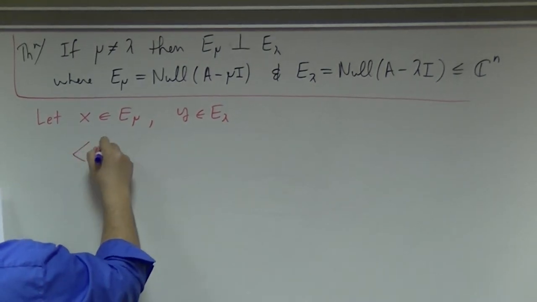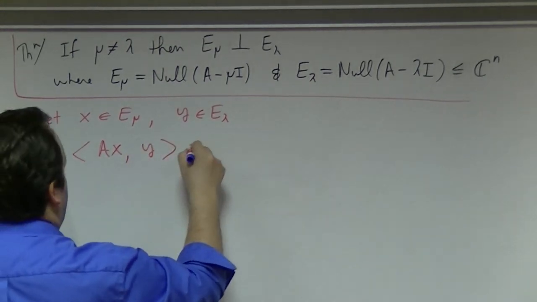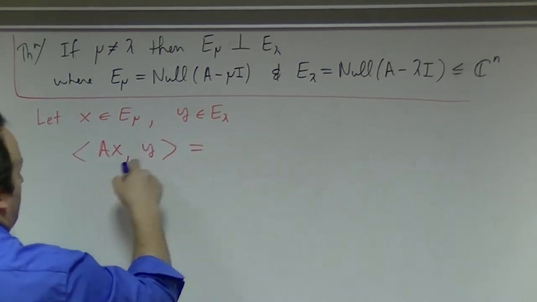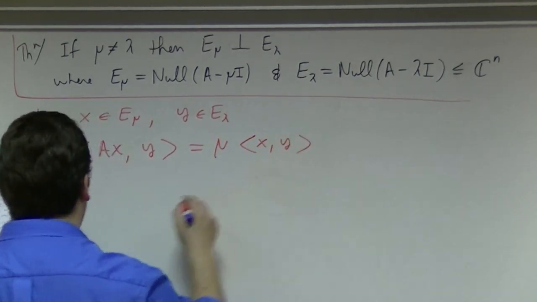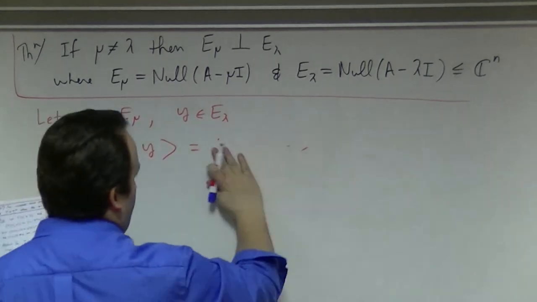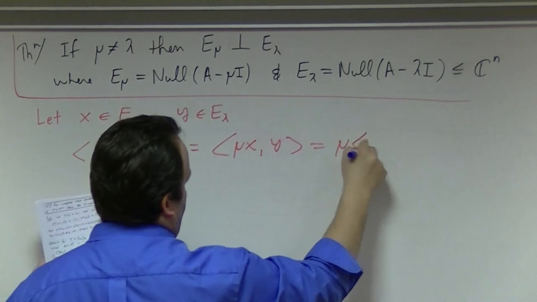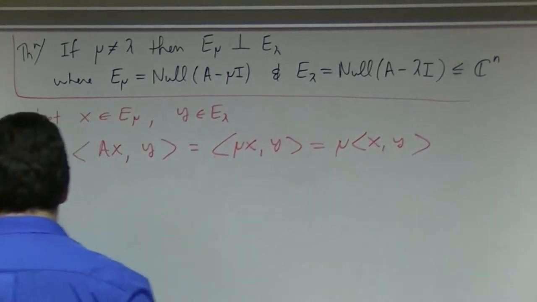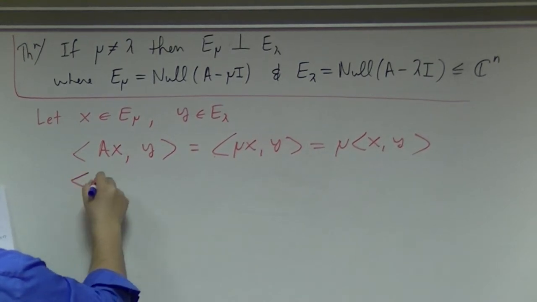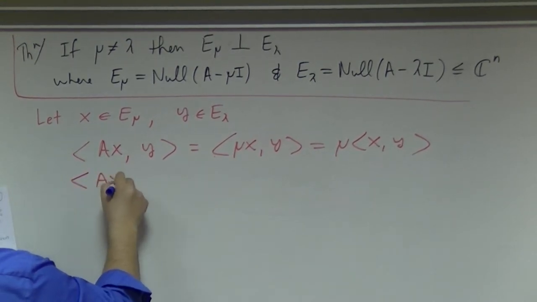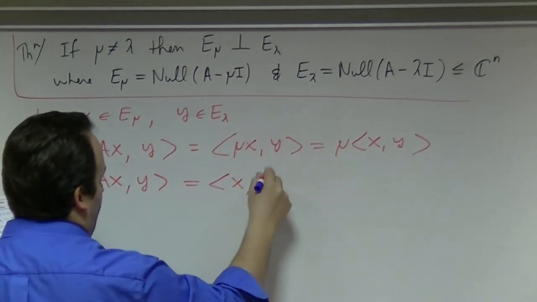If I look at the inner product of Ax and y, I get mu times the inner product of x and y, pulling the mu out. On the other hand, I can also do this: the inner product of Ax and y is equal to x, comma, A what?